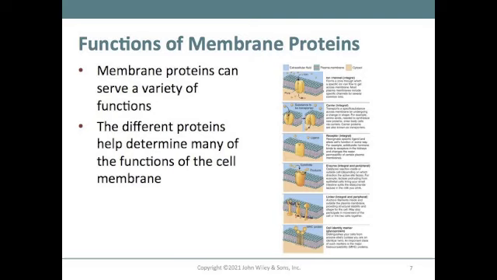Also, carrier proteins, that's another kind of integral protein. This type of protein transports a specific substance across the membrane by undergoing a change in shape. For example, amino acids needed to synthesize new proteins enter the body cells via carriers.